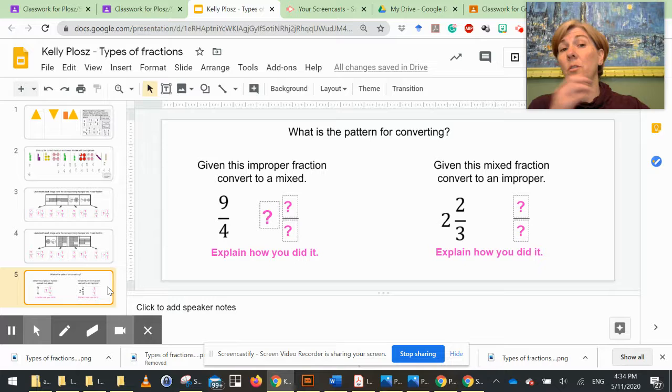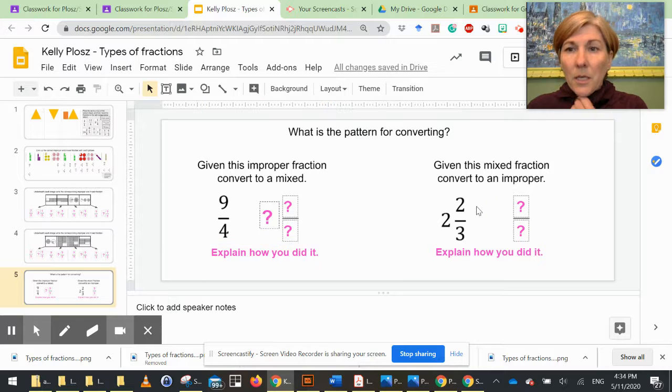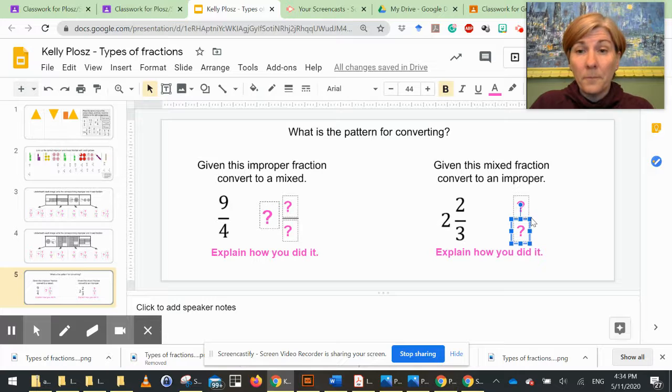So you're going to have to visualize, if I have objects split into 4 pieces, how many would be complete? Okay, and then what would be left over? And so what you're going to do underneath here is explain how you did it. So what was your thinking? And then the very last question is, now you're given the mixed and you're asked to convert it to improper. So what's your process and what's your thinking for doing that, based on the fact that you've done a whole bunch of mixed and improper questions so far? So try and think of visuals to help you answer these.